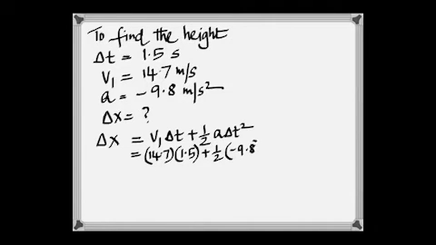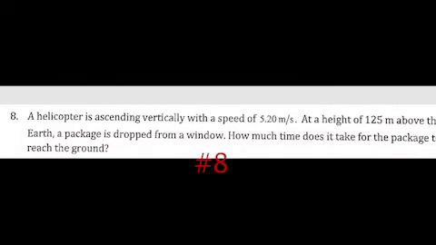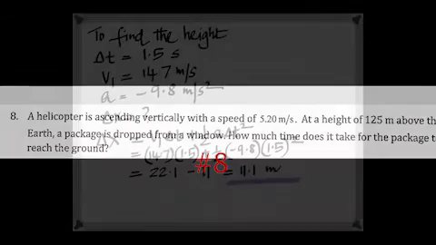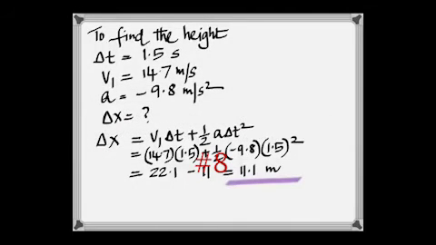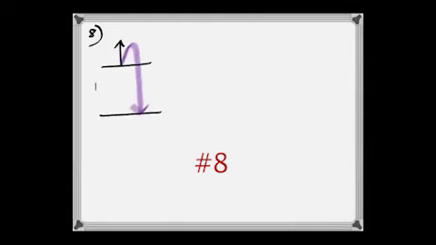Okay, half times negative 9.8 times 1.5 squared. Maybe somebody missed the square, I don't know. I got 11.1 meters. The picture is very clear, isn't it now? Okay.